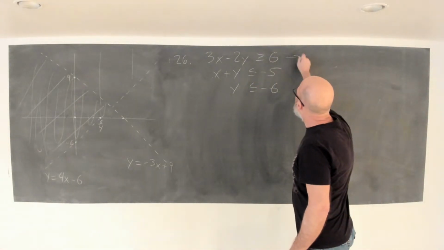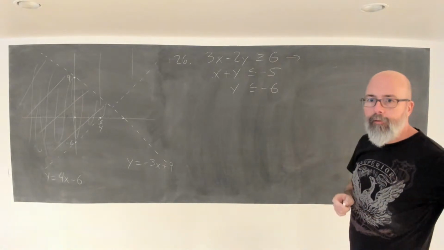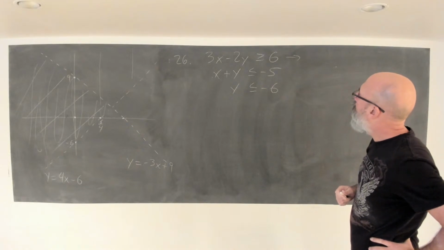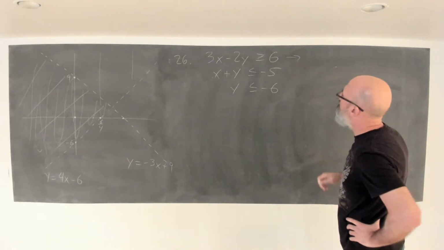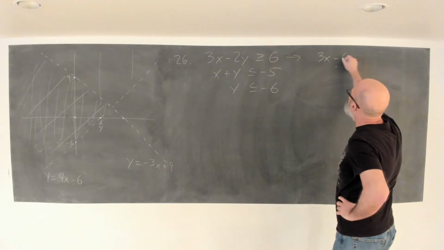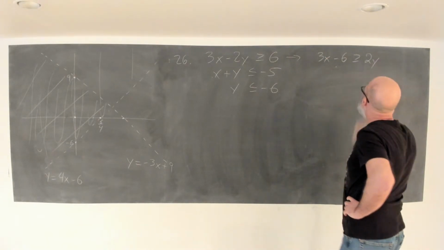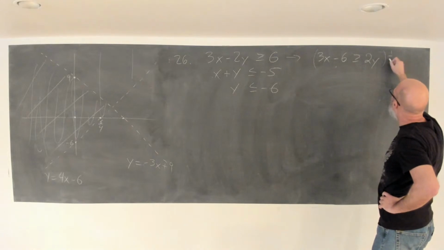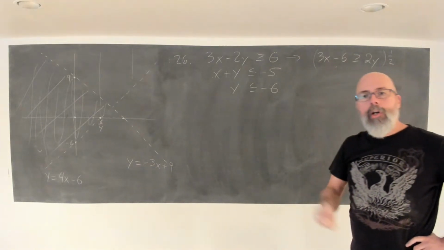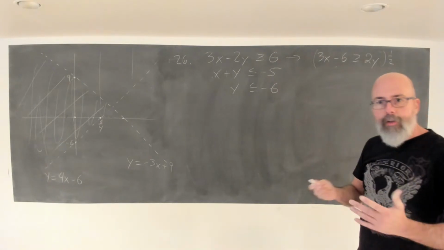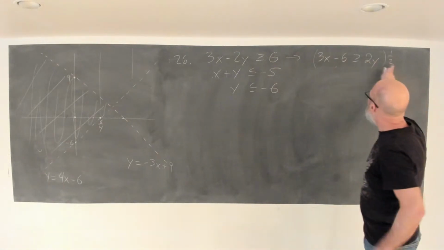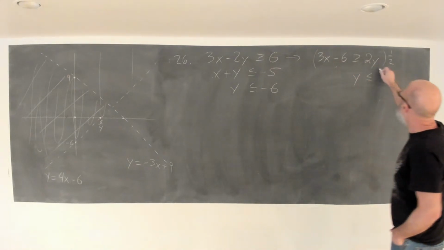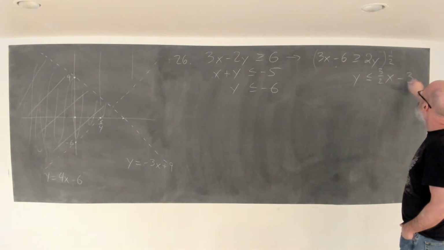Let's rewrite these inequalities in a fashion we can deal with more accurately. Let's bring the 2y to the other side there. So 3x minus 6 is bigger than or equal to 2y. And let's bring the 2 to the other side by multiplying the whole inequality by 1/2. When you multiply an inequality by a positive number, the inequality is maintained. So this is the same as y less than or equal to 3/2 x minus 3.